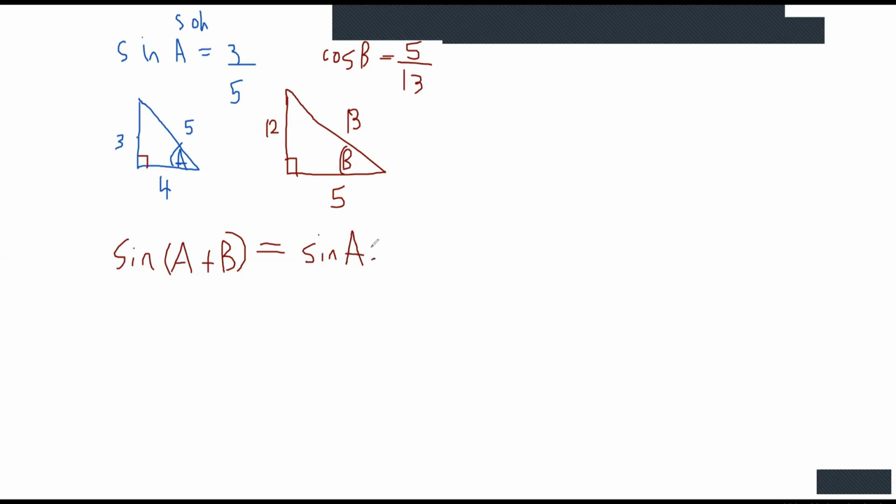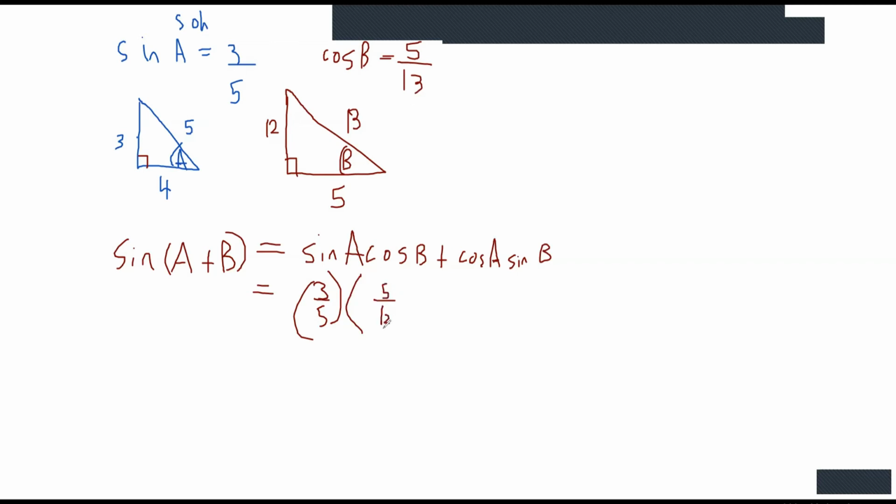I know a lot of us don't like it, but the sine of A plus B is the sine of A cos B plus the cos of A times the sine of B. Please remember that's the formula, that's the expansion. So this works out to be: what was sine A? Sine A was 3 over 5 times the cos of B. What was the cos of B? The cos of B was 5 over 13.